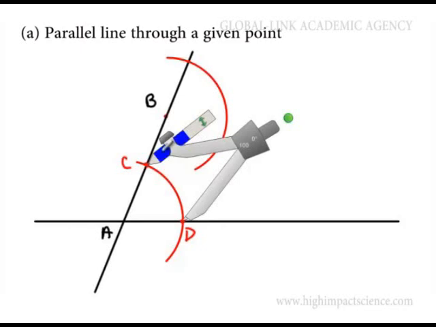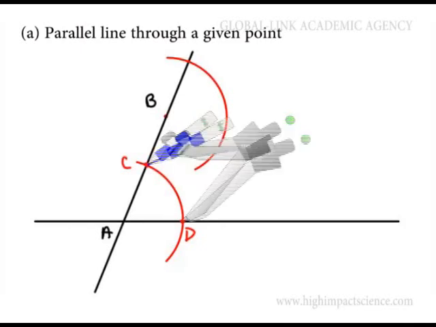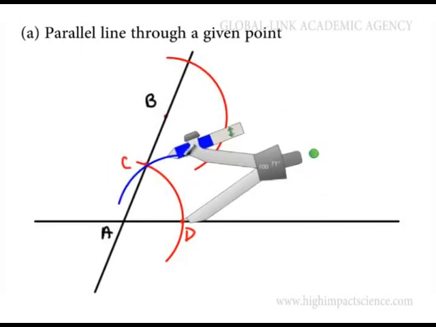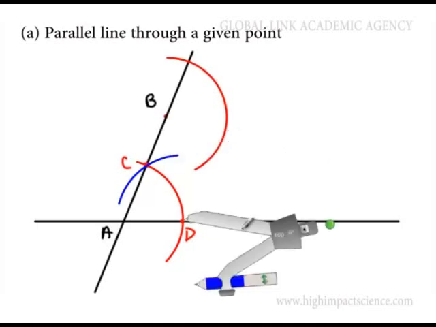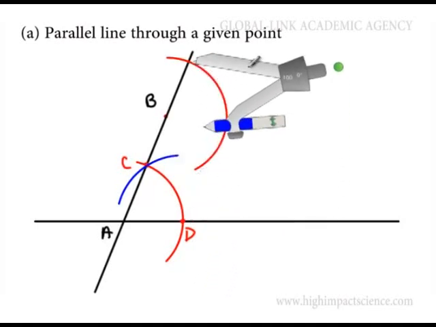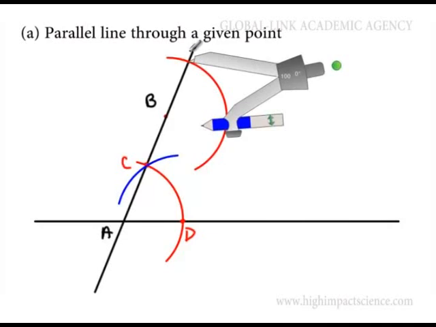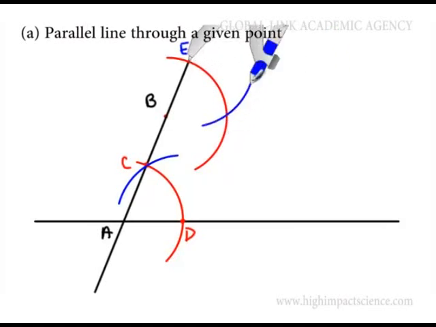Be very accurate. You can test that by making a small arc, but it's not necessary, it's just to be sure. Then without changing that radius, place the compass at this point of intersection. You can call it E. Then make an arc that intersects the red arc. You can mark the point as F.